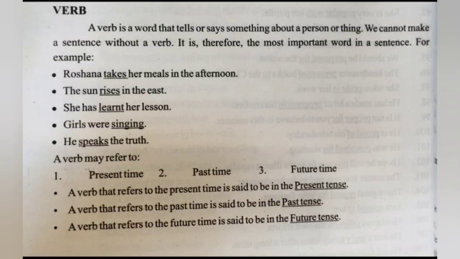In today's video we are going to do our next part of speech, that is verb. Now a verb is a word that tells or says something about a person or a thing, which tells us about the action of the subject. We cannot make a sentence without a verb. So it is therefore the most important word in a sentence.